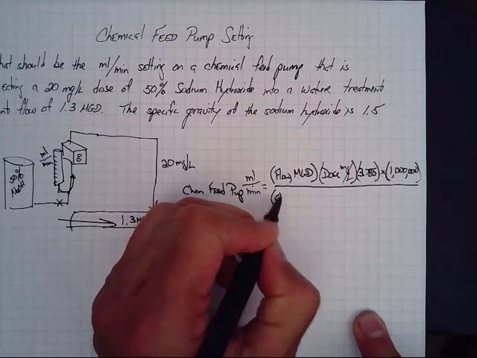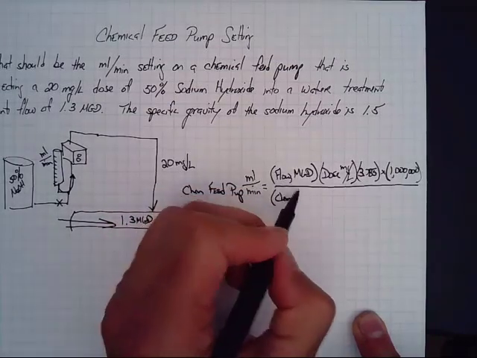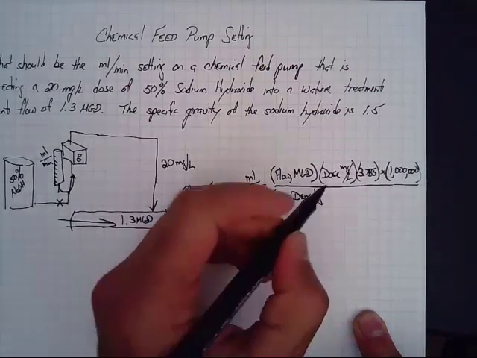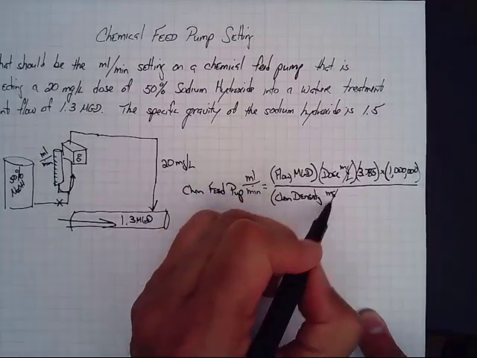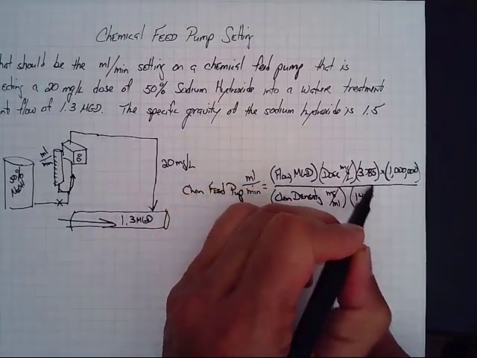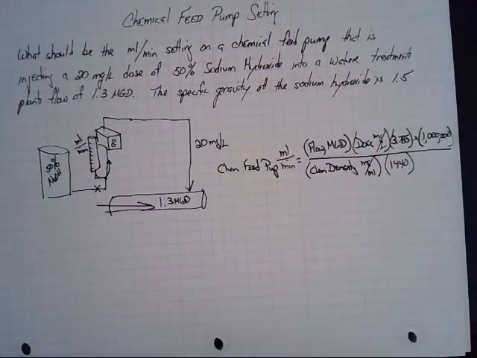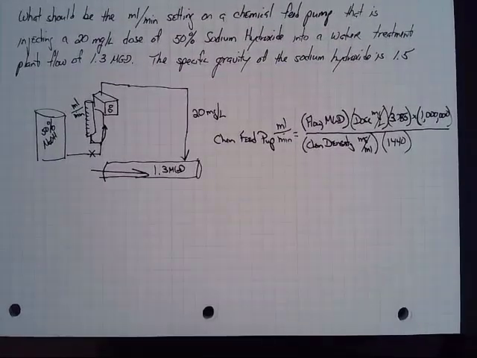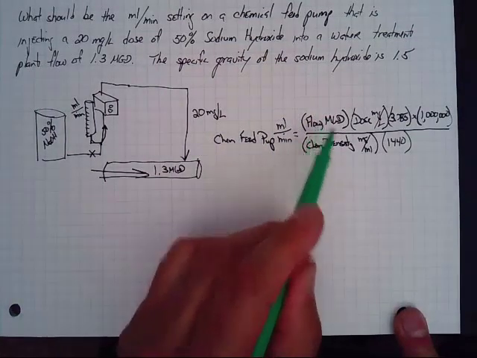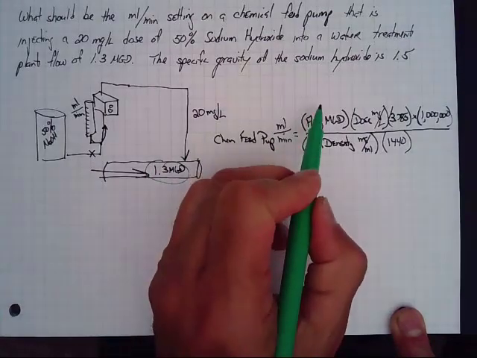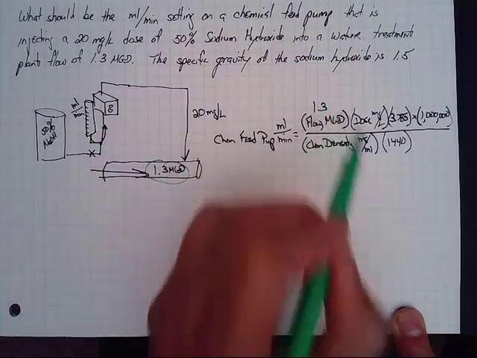our chemical density in units of milligrams per milliliter times a constant of 1440. So that's the formula we're going to use to solve this problem. And let's see if there's any of the terms in this formula that we know without having to do any math. Well, our flow is this number here, 1.3, so that's nice and convenient.